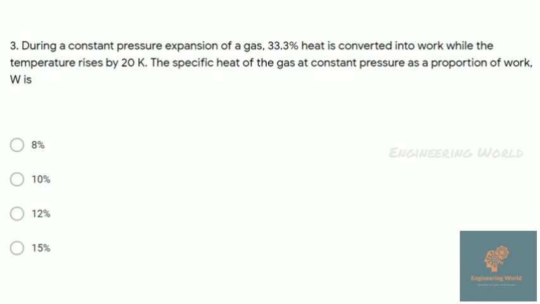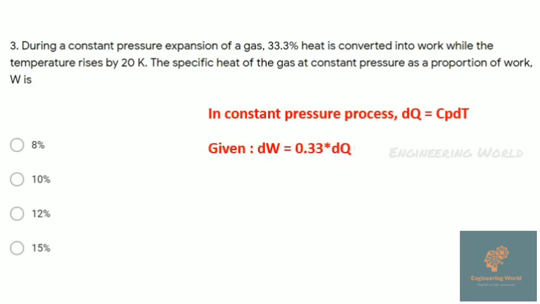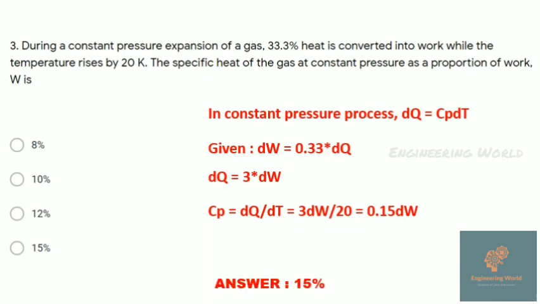Next question. During a constant pressure expansion of a gas, 33.3% of the heat is converted into work while the temperature rises by 20 Kelvin. The specific heat of the gas at constant pressure, as a proportion of work W, is? At constant pressure, dq is equal to Cp dT. Given that dW is equal to 0.33 into dq, that is dq is equal to 3 times dW. Cp is equal to dq divided by dT, that is 3 into dW divided by 20. It gives 15% of dW. So the correct answer is 15%.